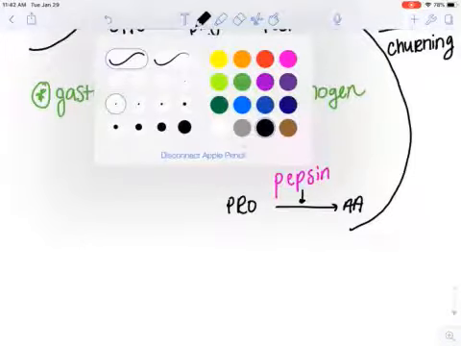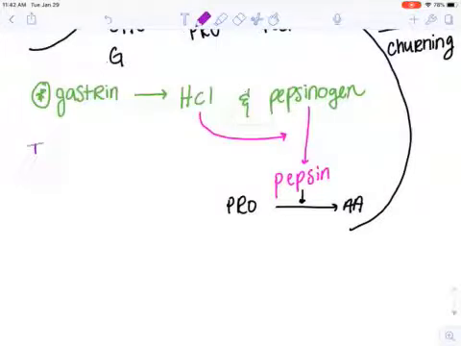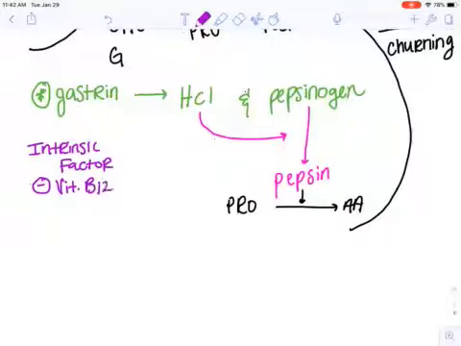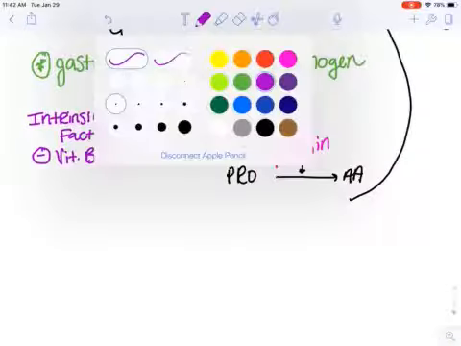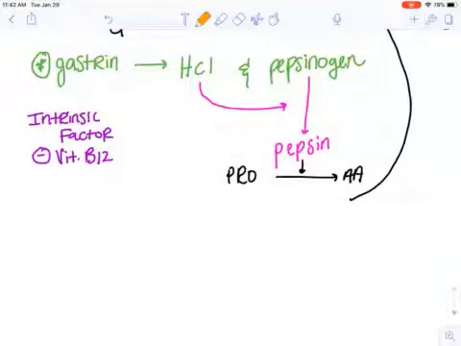Now, another thing to think about is this intrinsic factor. So intrinsic factor is required because it's going to help us basically remove vitamin B12 from our food so we can later absorb it in the ileum. The only nutrient, quote unquote, that is absorbed in the stomach is going to be alcohol. So alcohol is absorbed in the stomach here. So that's the gist of what's going on in the stomach.